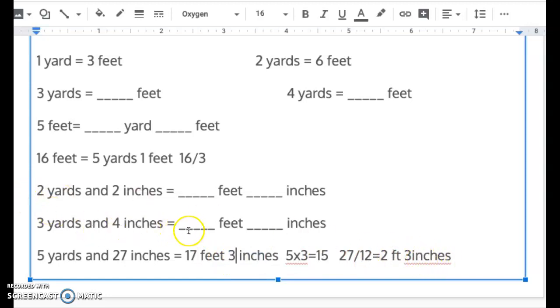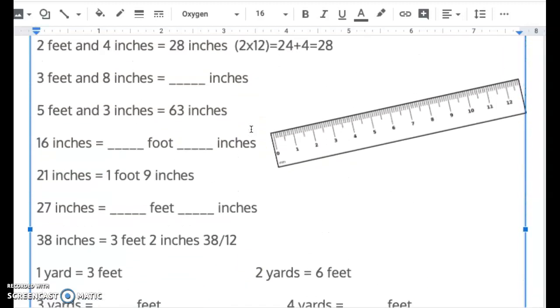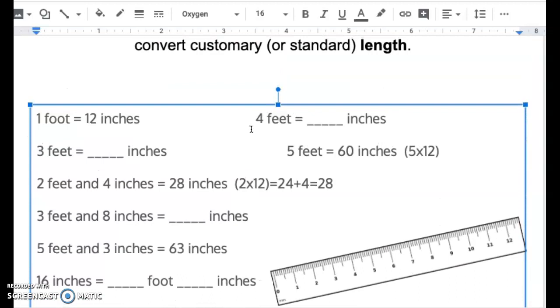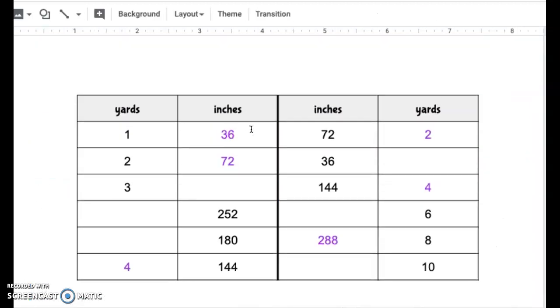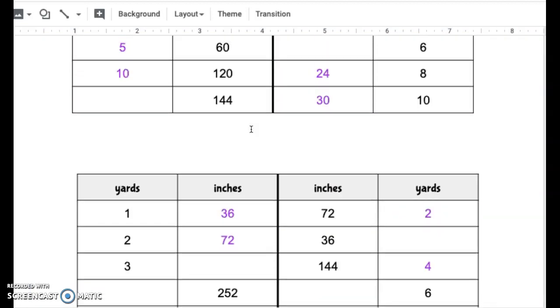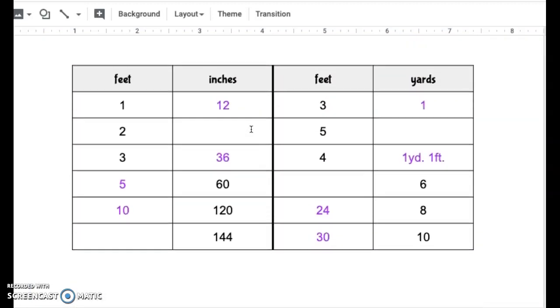So I have left you 1, 2, 3, 4, 5, 6, 7, 8, 10 on this. And then remember, you still have your chart to do a couple of these on. You fill those out. It doesn't matter to me if you do them in color like I did or not. And then you'll click the Turn In button.